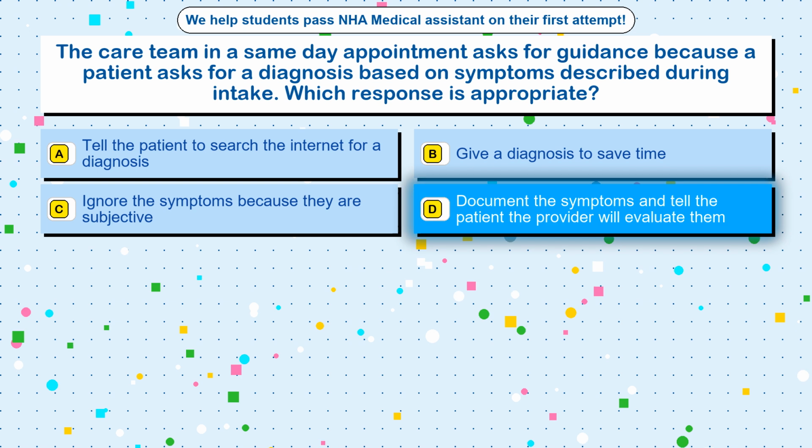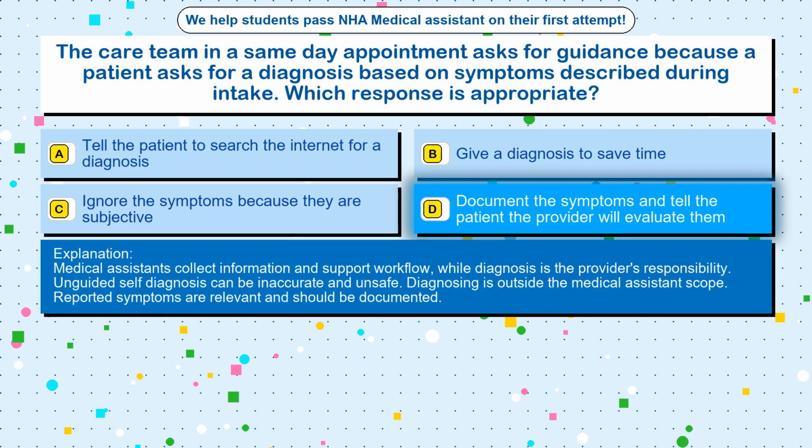The correct answer is option D. Document the symptoms and tell the patient the provider will evaluate them. Medical assistants collect information and support workflow, while diagnosis is the provider's responsibility. Unguided self-diagnosis can be inaccurate and unsafe. Diagnosing is outside the medical assistant scope. Reported symptoms are relevant and should be documented.